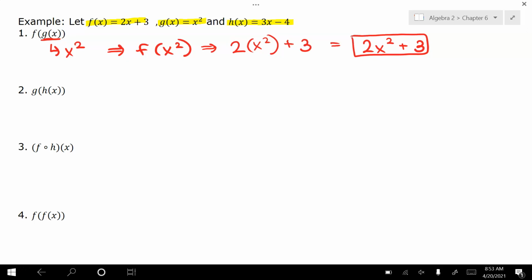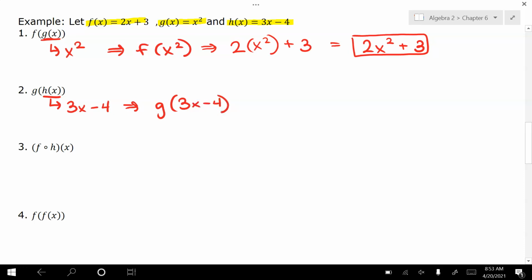So let's take a look at number 2. It says g of h of x. So first, let's figure out what h's function is. So h is 3x minus 4. So that means that we're evaluating g at 3x minus 4.